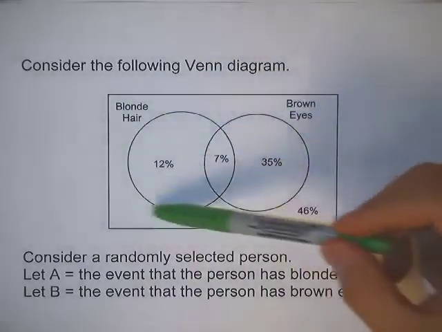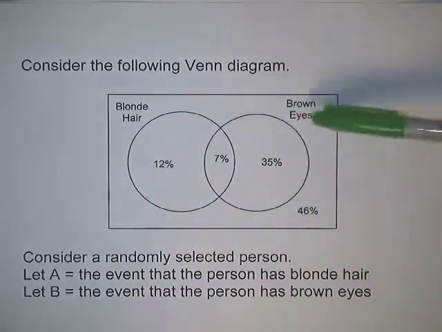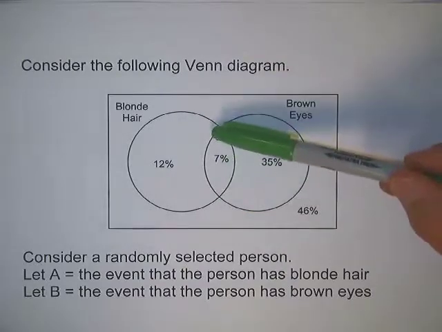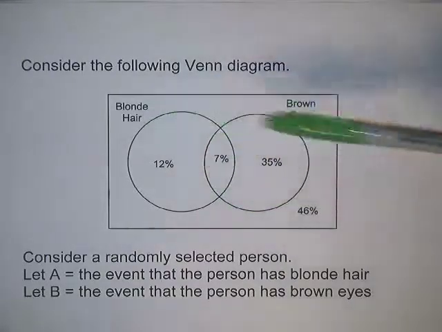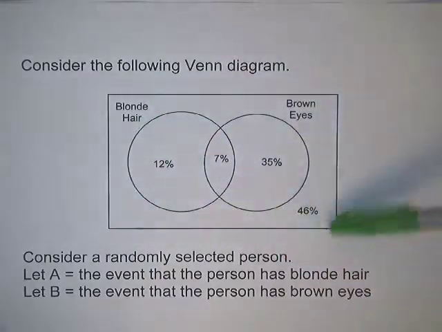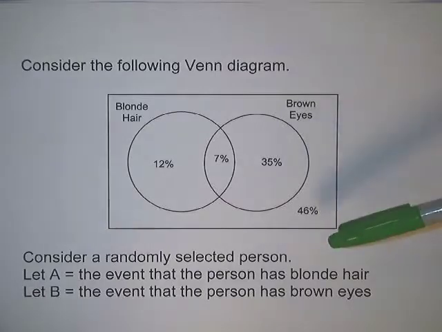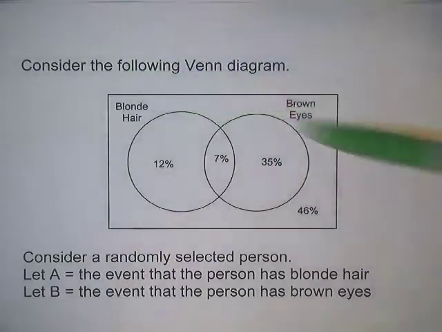So this whole circle here represents those with blonde hair. This circle represents those with brown eyes. Remember, the intersection part represents the people with both blonde hair and brown eyes, and anything in the outside region that's not in the circle but within the rectangle represents those with neither brown eyes nor blonde hair.